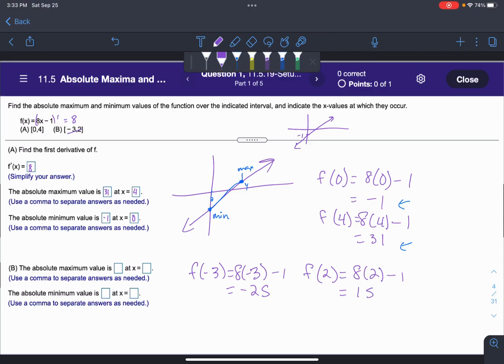So again, my function takes on y values as small as -25 and as large as 15 on this range, on this interval. So the absolute maximum value is 15, that positive 15, and this occurs at x equals 2. And then the absolute min is this -25, and this occurs at -3.